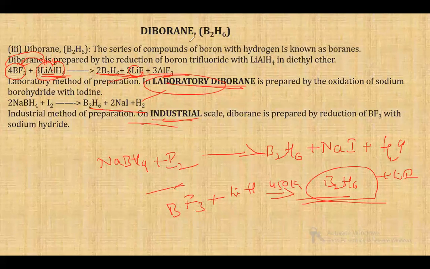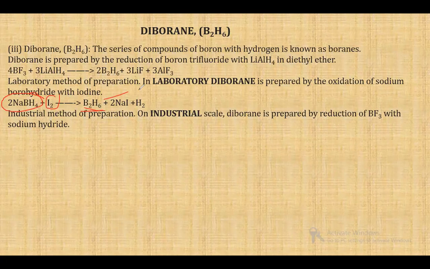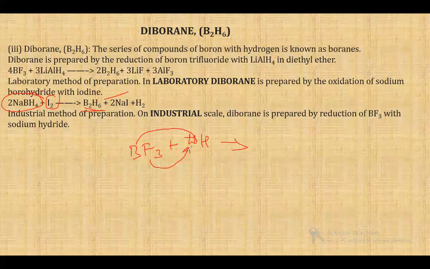A small amount of diborane is prepared that way. But in the case of industrial preparation, sodium borohydride treated with iodine will form B2H6, diborane. As well, the industrial method is also used to prepare it on a large scale, usually with hydride: boron trifluoride treated with lithium hydride forms B2H6 and lithium fluoride. So boron hydride is called borane, especially B2H6. We'll be discussing B2H6.